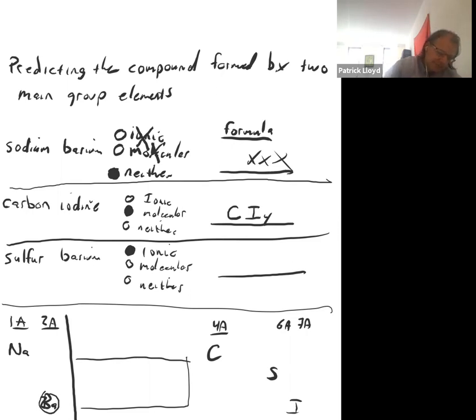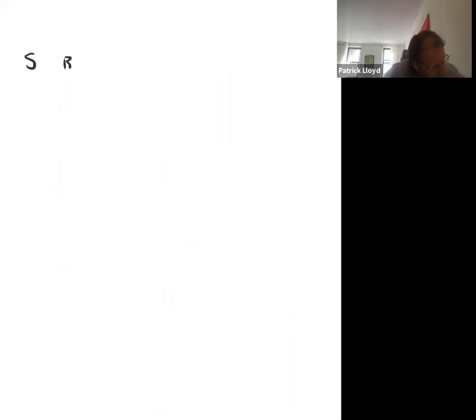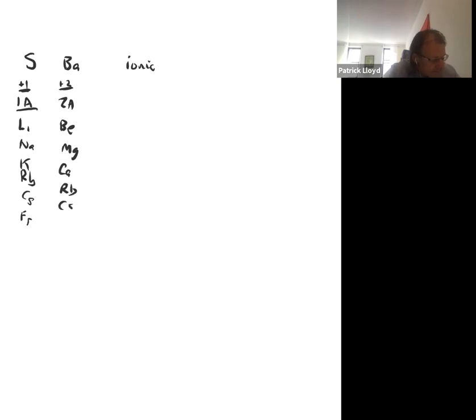Let's make a little room over here. So we have sulfur and barium. Here's the way I would recommend this. If you have an ionic compound, the easiest way to do this is to go back to what we learned early in chemistry, which is that if something is in group 1A, it has a charge of +1. That's the easiest way to do it. If it's in group 2A, it has a charge of +2. So that means barium is going to have a charge of +2. If it's in group 6A or 7A, it has a charge of -2 and -1.